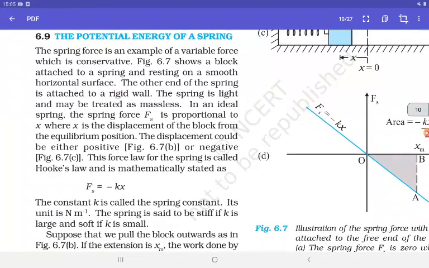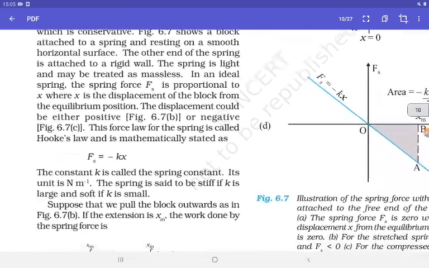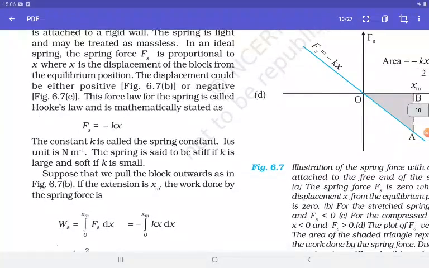This force law for a spring is called Hooke's law and is mathematically stated as Fs equals minus Kx. The constant K is called the spring constant. Its unit is Newton per meter. The spring is said to be stiff if K is large and soft if K is small.